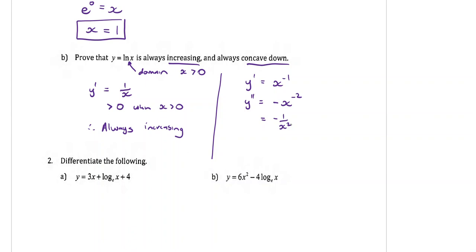Is this always going to be negative? Yes. Because x always had to be positive anyway, but even if it didn't, it's got to be squared. So that denominator is always positive. 1 over something positive is always positive. So because of the minus sign, it is always going to be negative. So we can say here that this is always going to be less than 0. That means therefore concave down.